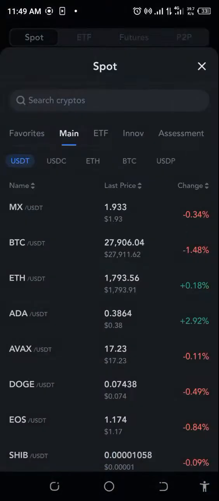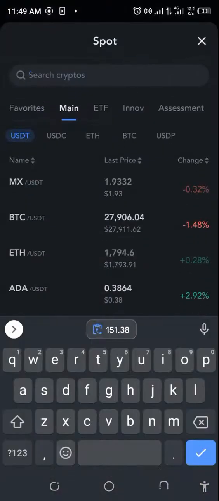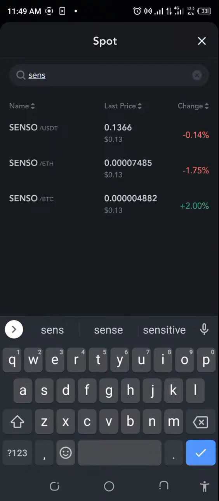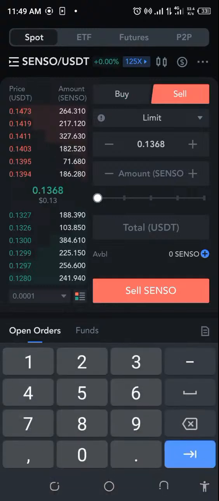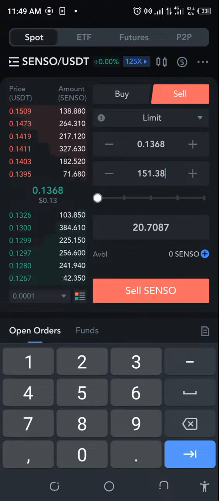Cut that. Here you go to Senso USDT. And then we sell. Okay. Wow, looks good. Let's try this out.